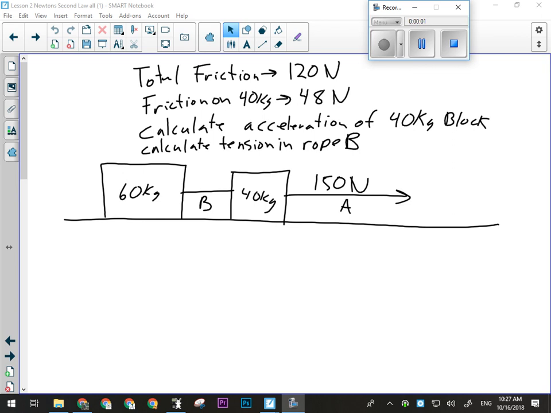So for this system question, the total friction in the whole system is 120 newtons. The friction on just the 40 kilogram block is 48 newtons. We want to calculate the acceleration of the 40 kilogram block as well as the tension in rope B, which is the rope connecting the 40 to the 60 kilogram mass. So it is basically just like the one we did the other day. Okay, let's see if we can remember how that one worked.